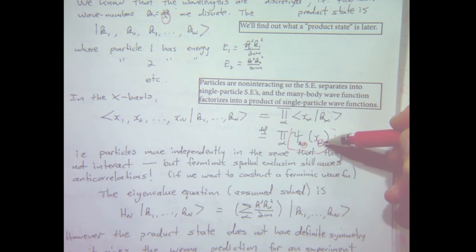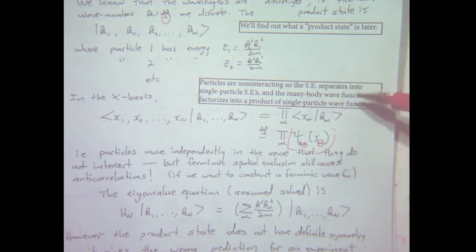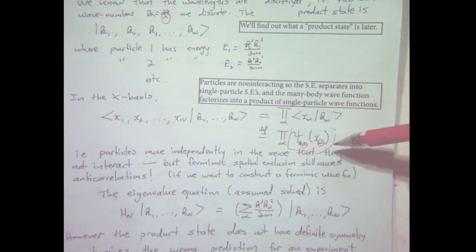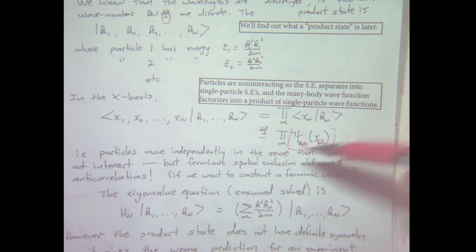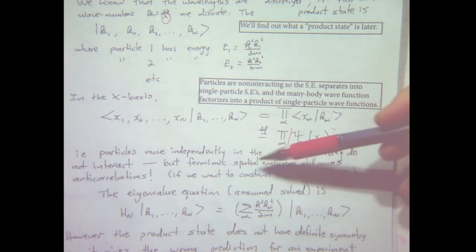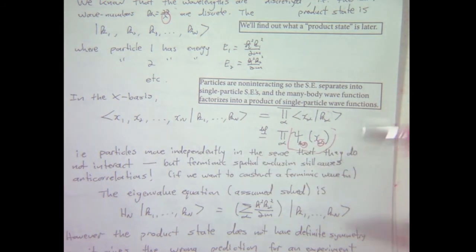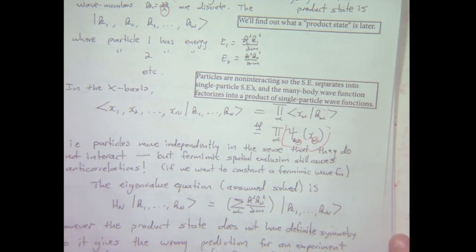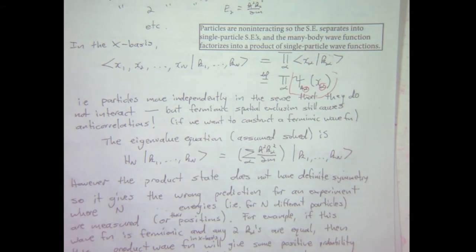Now that happens because the particles are not interacting. So the Schrodinger equation separates into single particle Schrodinger equations, and the many body wave function factorizes into a product of single particle wave functions. Okay? So the particles move independently in the sense that they do not interact. But if they're fermions, or if they have spin, then the fermionic spatial exclusion still causes correlations or anti-correlations, if you had to describe the system with a fermionic spatial wave function.